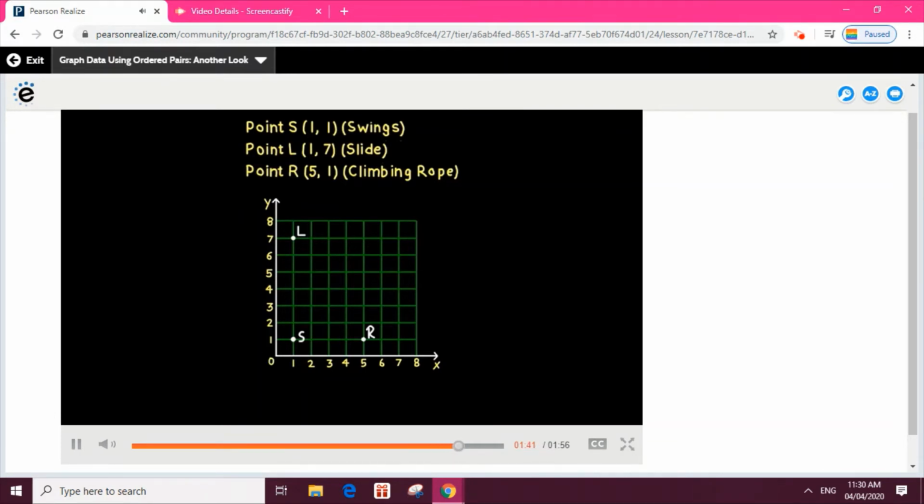All 3 points are labeled. Now, let's connect them. What do we get? Cool! It's a triangle! So the playground is shaped like a triangle.